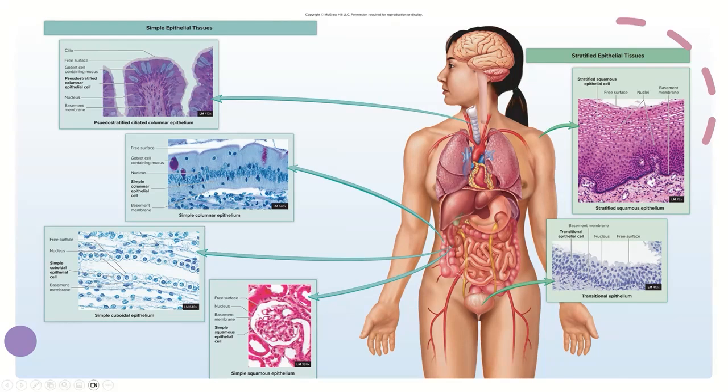And here's an image of our simple and stratified tissues. This is what we would call histology, right? Imaging of the different tissue types themselves.